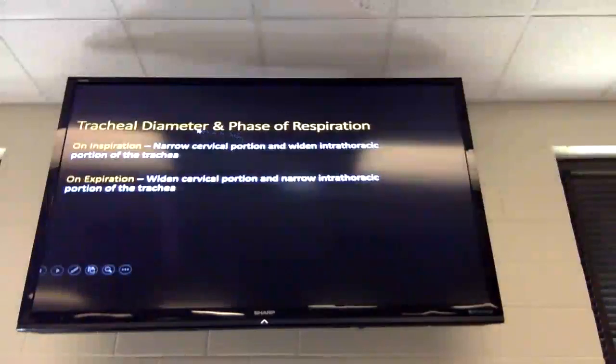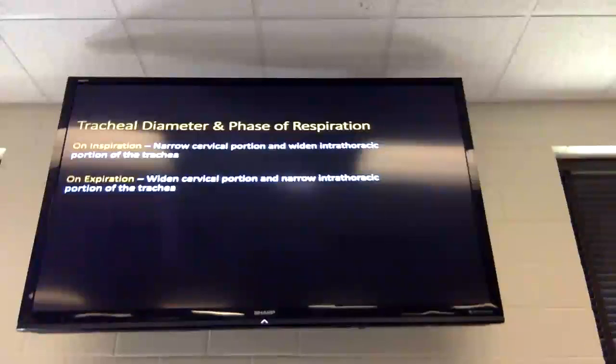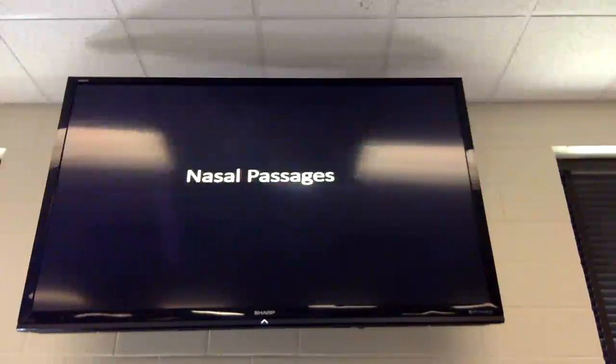Okay. So like I said, usually the tracheal diameter stays the same size, but there will be some changes depending upon the phase of respiration. So during inspiration, it's more dilated towards the intrathoracic area, and during expiration, the trachea is more widened near the cervical portion. So when you're looking at a radiograph and there is a discrepancy in the diameter of the trachea, make sure you compare both views. Ideally, we should have one on inspiration and one on expiration, but it's not always possible, so we try to get inspiration versus expiration views. Okay? Any questions so far?